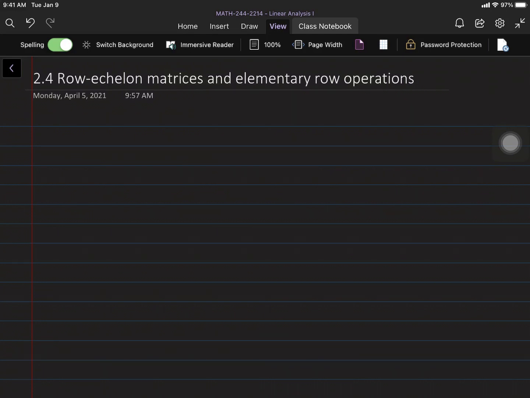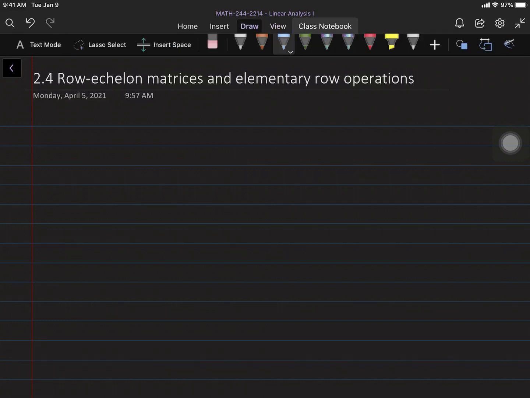Hello everyone. In this section, we are going to learn row echelon matrices and elementary row operations. The goal for this section is to solve a linear system, like several equations with several unknowns, just by using the matrix. So let's take a look at the first example.